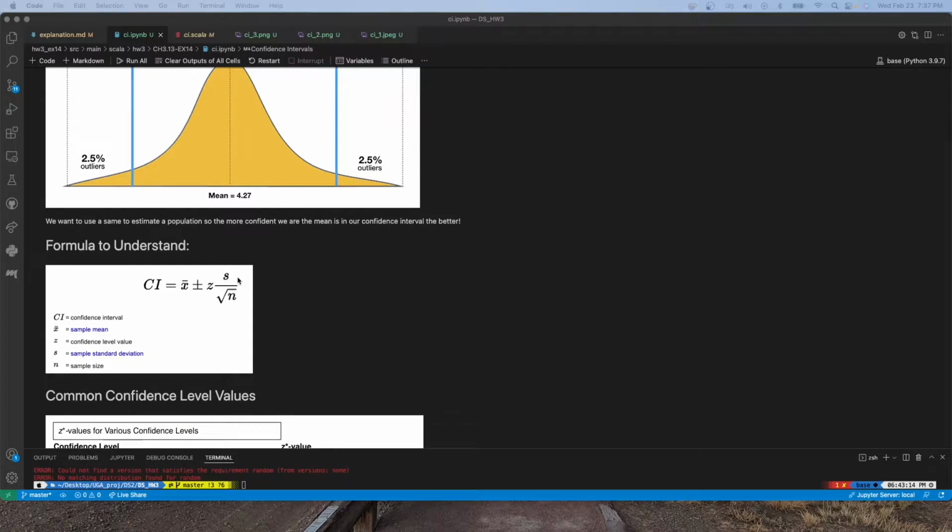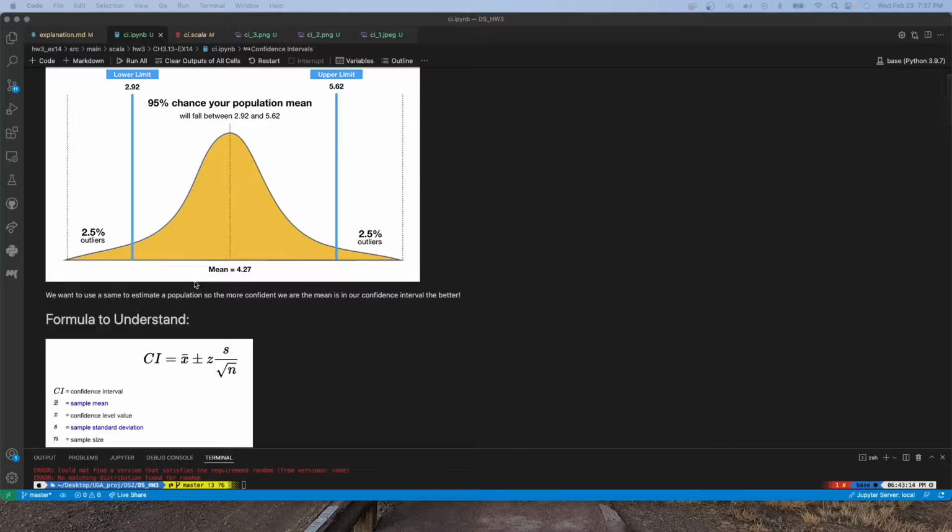And then to actually create them, we use this very general formula for confidence intervals. So we have the z value, which is the confidence level value, which essentially is the z-score corresponding to the confidence level that you want. So for 95%, it's 1.96. That's going to be positive 1.96 and negative 1.96. And in between those two values is going to give you 95% of the area.